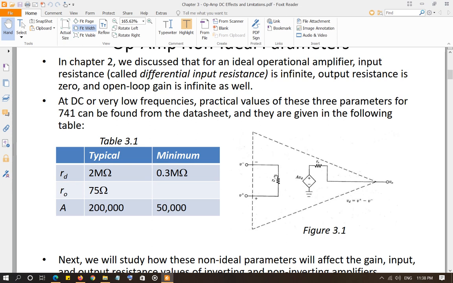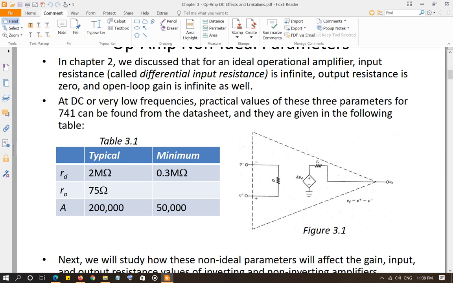what we are referring to here as RD, the differential input resistance, because remember the input is a differential input in an operational amplifier, between the positive or non-inverting terminal and the inverting terminal. Likewise, the open loop gain of the amplifier A, and the output resistance of the amplifier. So again, we assumed that the differential input resistance used to be infinity, the output resistance used to be 0, and of course the gain we assumed to be also infinity or very large.